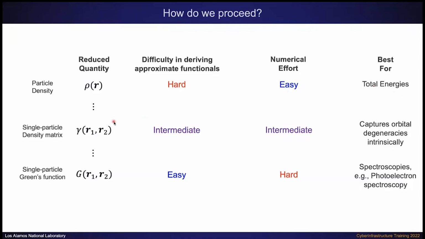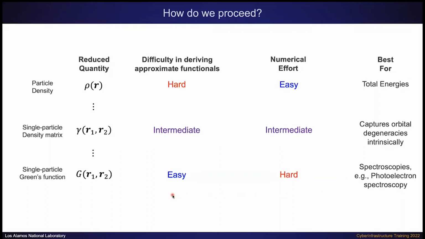So next here for the density matrix, well, it's mostly intermediate. It adds complications in terms of numerics, but because it has a little more flexibility, it's a little bit easier to develop approximations. And like I said, it captures the degeneracies, and so it's good for correlations in some sense. You can start to have more granularity about how different orbitals talk to one another in the system.